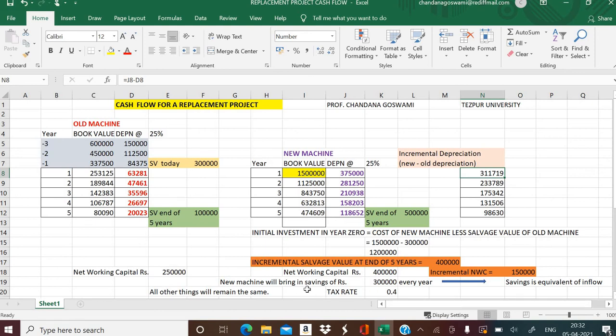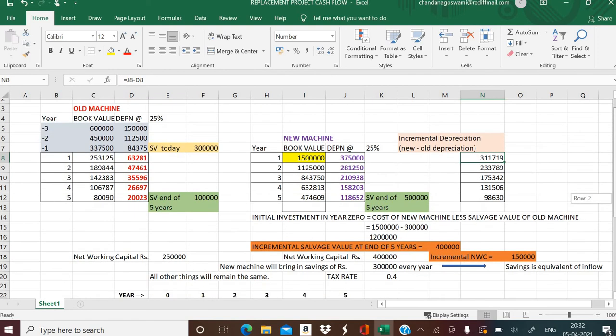Additionally, you are told that the new machine will bring in a savings of 3 lakhs every year. Savings is equivalent of an inflow. All other things will remain the same. So there is no difference in the revenue, no difference in the cost. So they are all the same. And you are also given a tax rate of 40%. So with this data, we will go ahead and try to prepare the cash flow table.